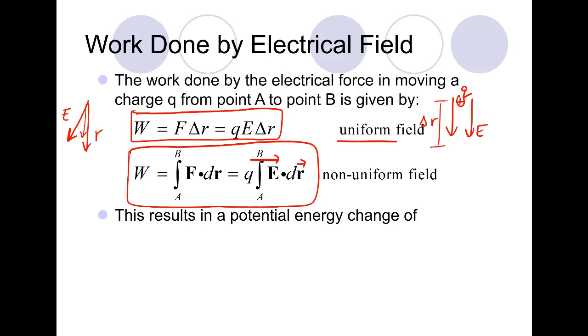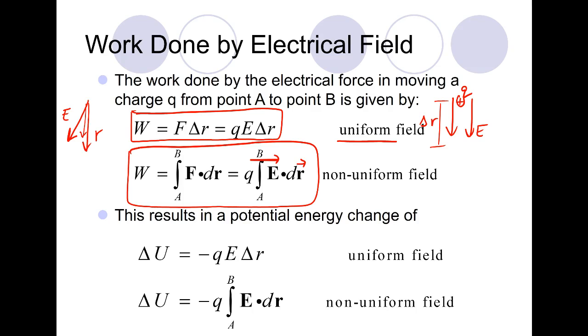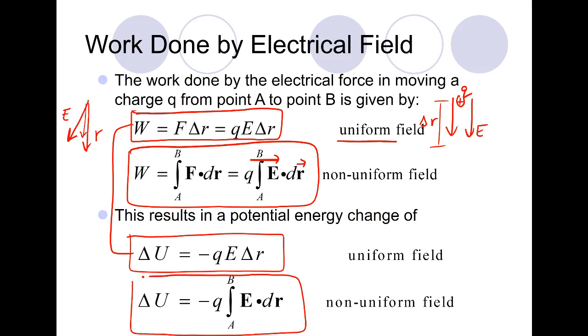And because work is equal to the negative change in potential energy, this means that potential energy can be written as follows. The change in potential energy is negative QE delta R, again for a uniform field, so these two go together. And we can write an integral when it's not uniform. So delta U is equal to negative Q integral from A to B of E dot dr. And those are vectors.